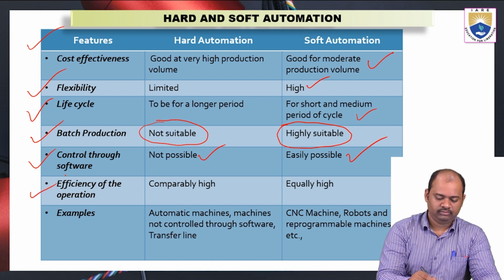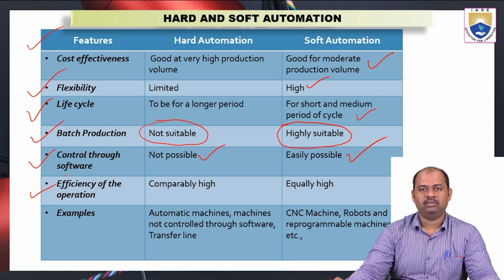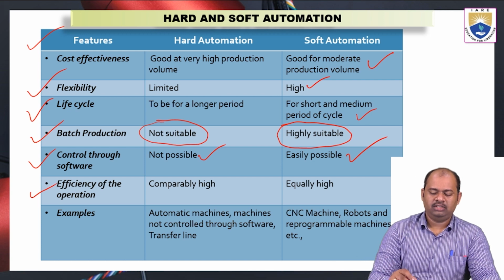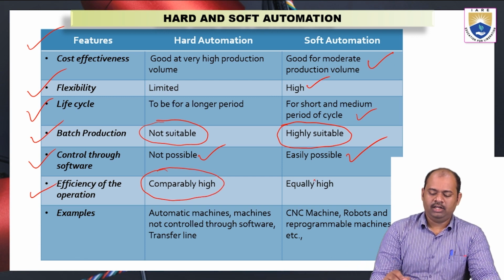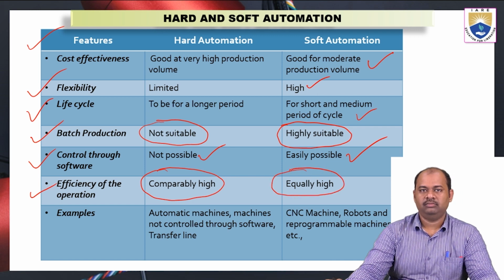So we will definitely use software for controlling the soft automation. And then efficiency of the operation. When we compare the efficiency of operations between soft and hard automations, the efficiency in hard automation is very high. And similarly, in soft automation, it is equally high, because we know software is very fast and accurate nowadays.